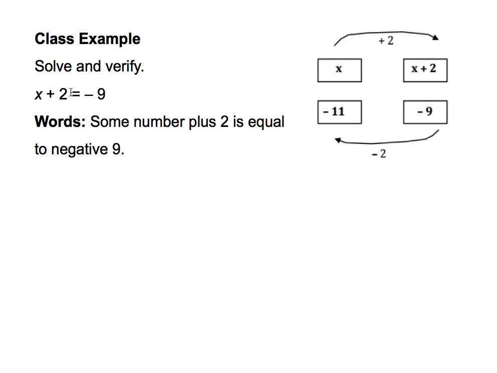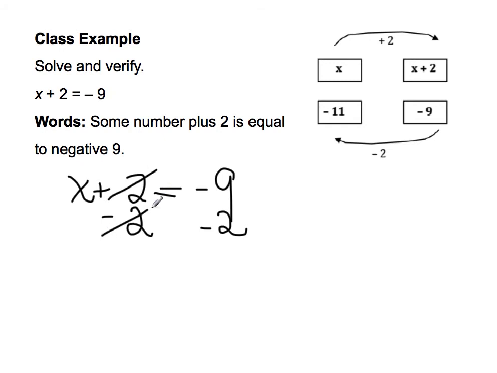So here we're just going to use inverse operations. I just showed you the picture off to the side to kind of ease you in. Here we have x plus 2 is equal to negative 9. I just put it in words, some number plus 2 is equal to negative 9, so that you can get warmed up to changing word problems into equations. I want to get my variable by itself, so I have to zero out that positive 2. The way I zero out the positive 2 is by subtracting 2. So that zeros out, and I get negative 11.